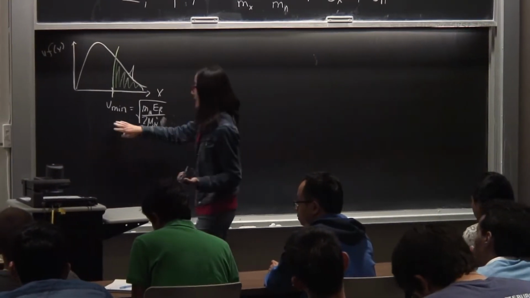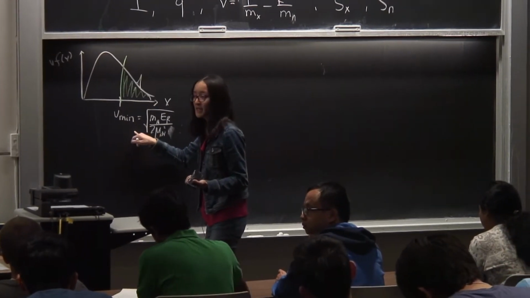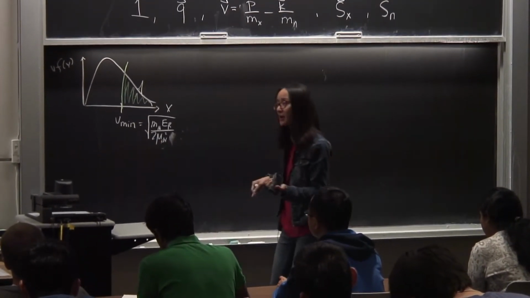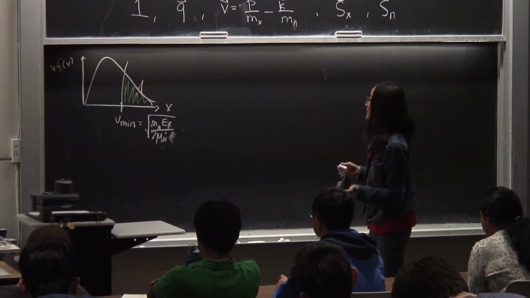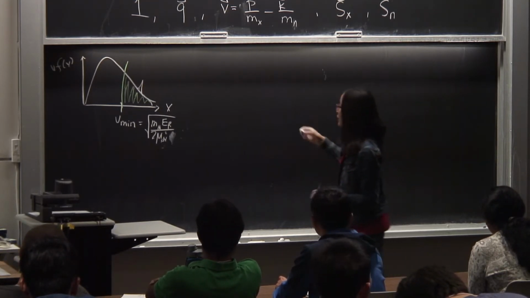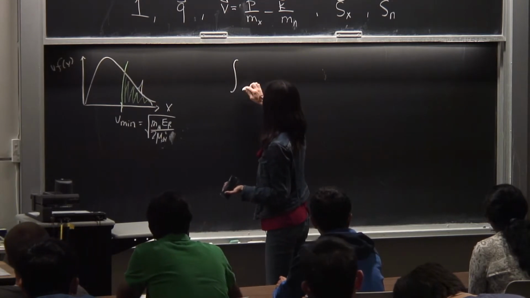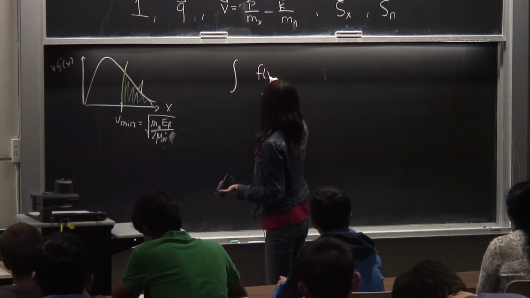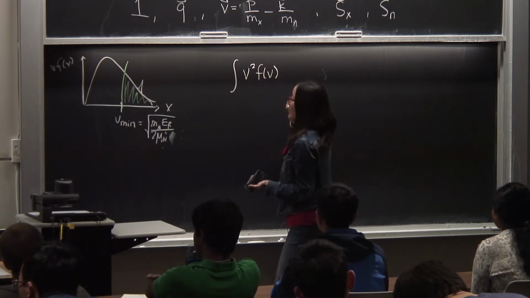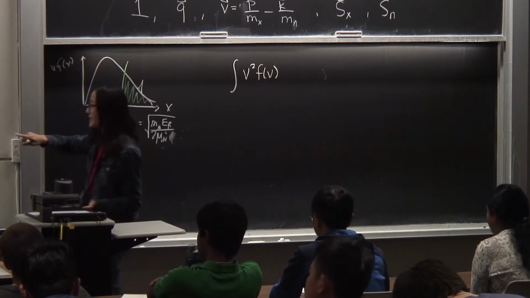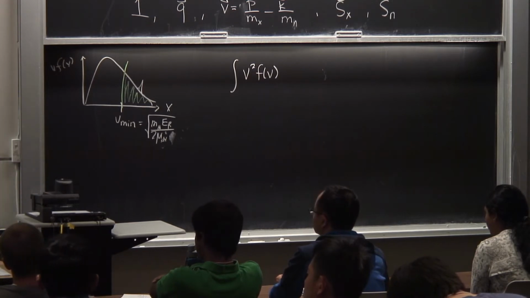Okay, and this minimum velocity explains a lot of the behavior of the recoil spectrum that you would see when you compare with these experiments. That comes from just integrating this f of v. I'm going to go to the very tail of this distribution and just ignore the part due to the Earth's velocity.